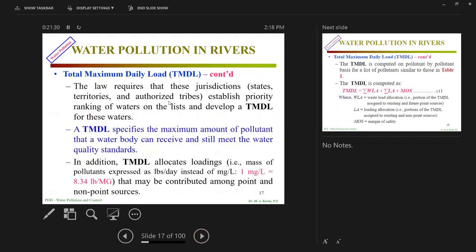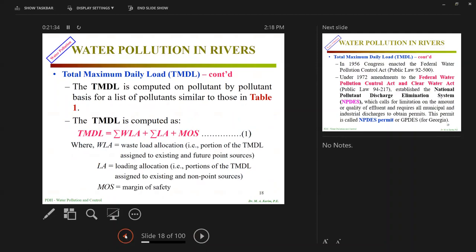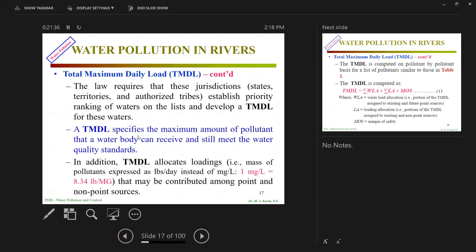Okay. So here is the definition of the TMDL. A TMDL specifies the maximum amount of pollutant that a water body can receive and still meet water quality standards. So that means it has an assimilation capacity, a dilution capacity. That means the amount you put there, after the dilution and everything, the water quality will still follow the water quality standard that we require.